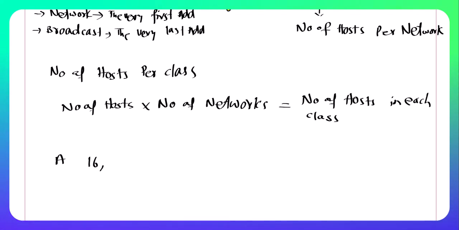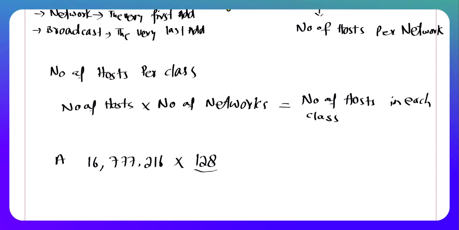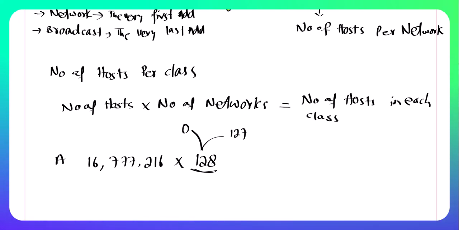That is 16,777,216 multiplied by 128. Remember one thing very important: in this 128, the 0 and 127 are reserved, but we are not talking about that right now. Excluding 0 and 127, the valid number is 126 networks in class A. So that is equal to the number of hosts in each class.